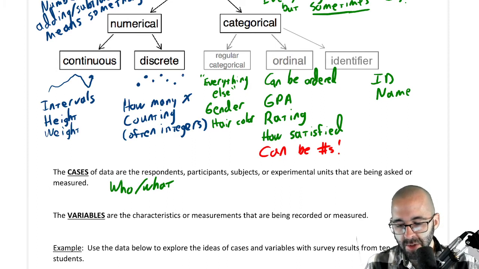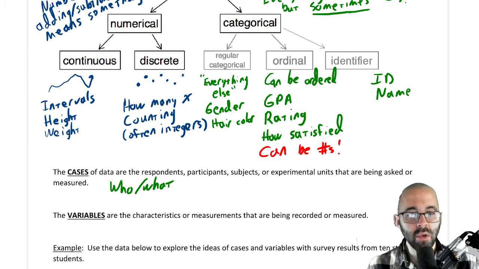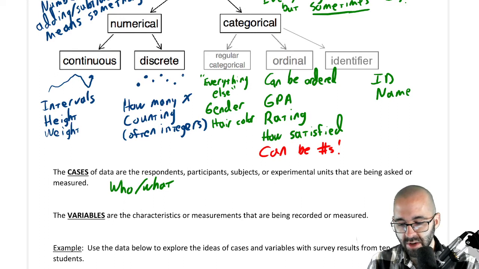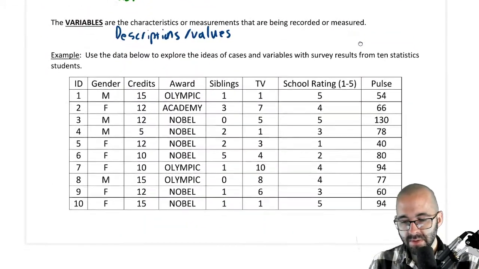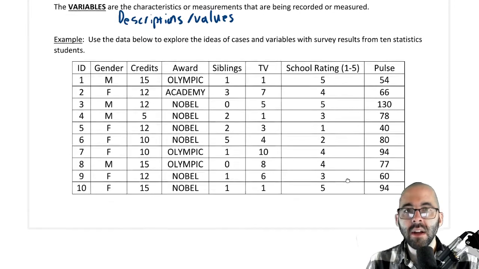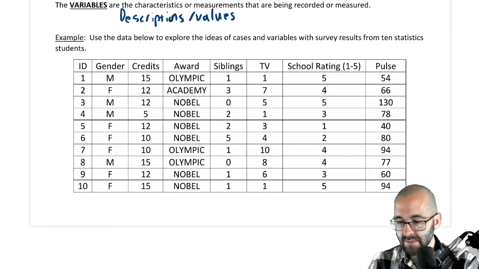All right, and then the variables are the characteristics or things that are being recorded or measured. Okay, these are going to be the descriptions or values right here. All right, so let's do an example. Let's kind of work with this and see what it looks like.